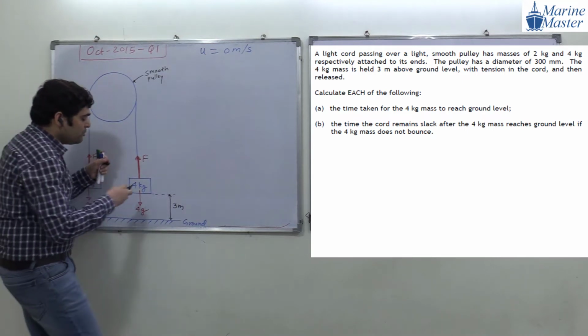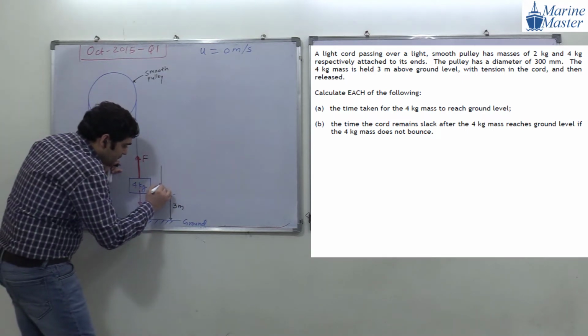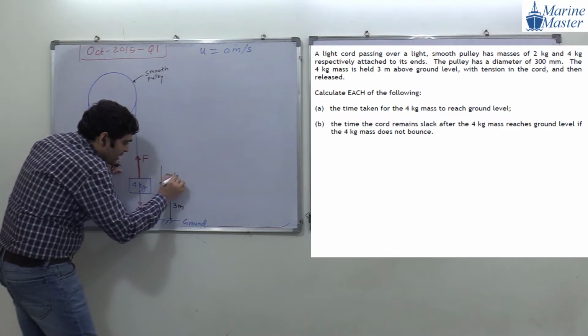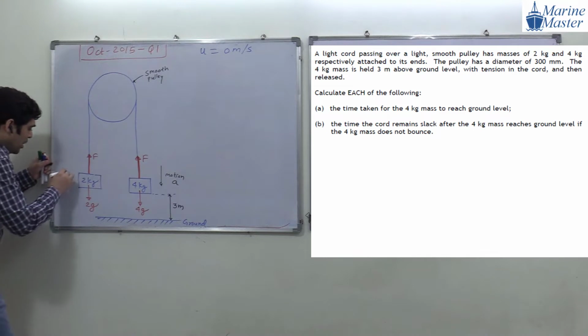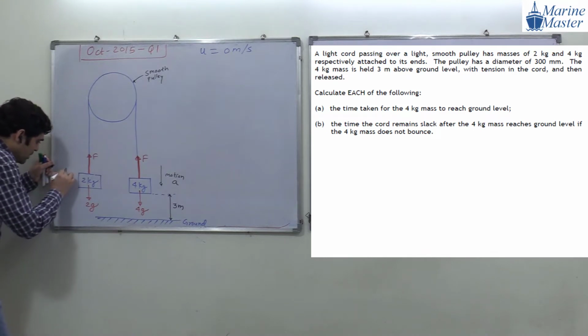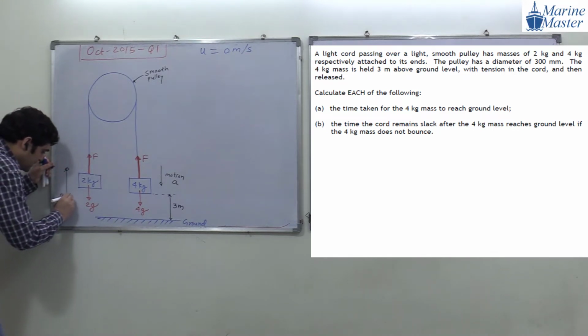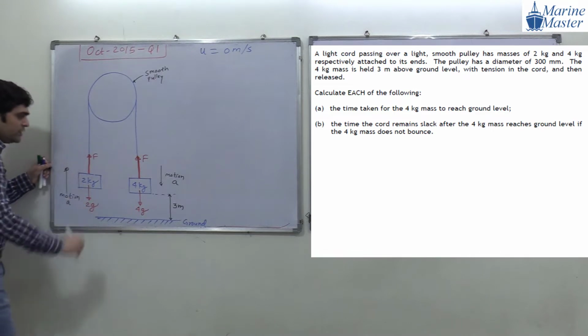So how is the motion of this 4 kg mass? Downward. And in the direction of motion there will be acceleration. How is the motion of the 2 kg mass, guys? Upward and along the direction of motion.